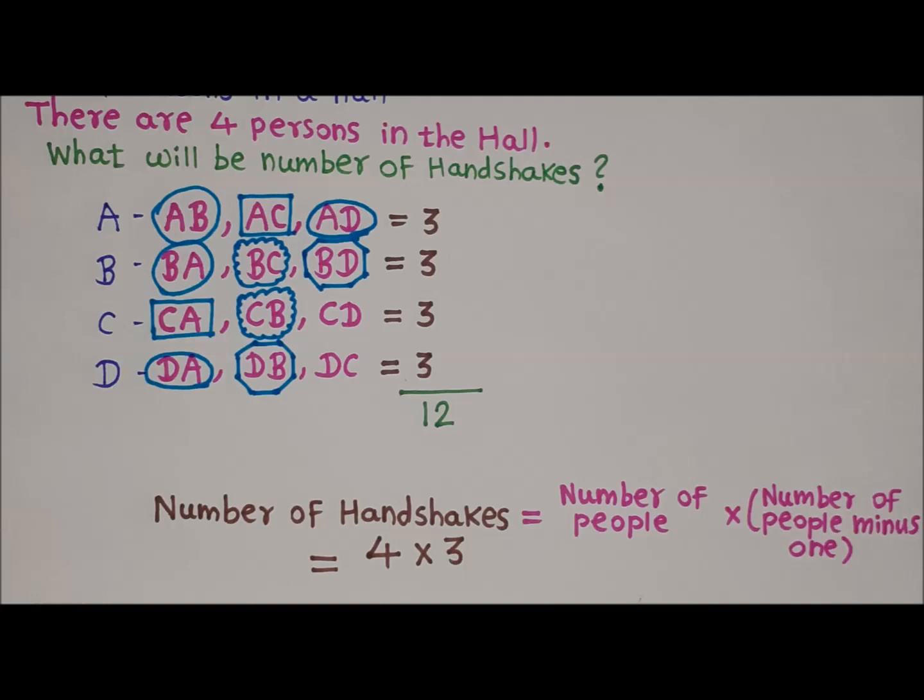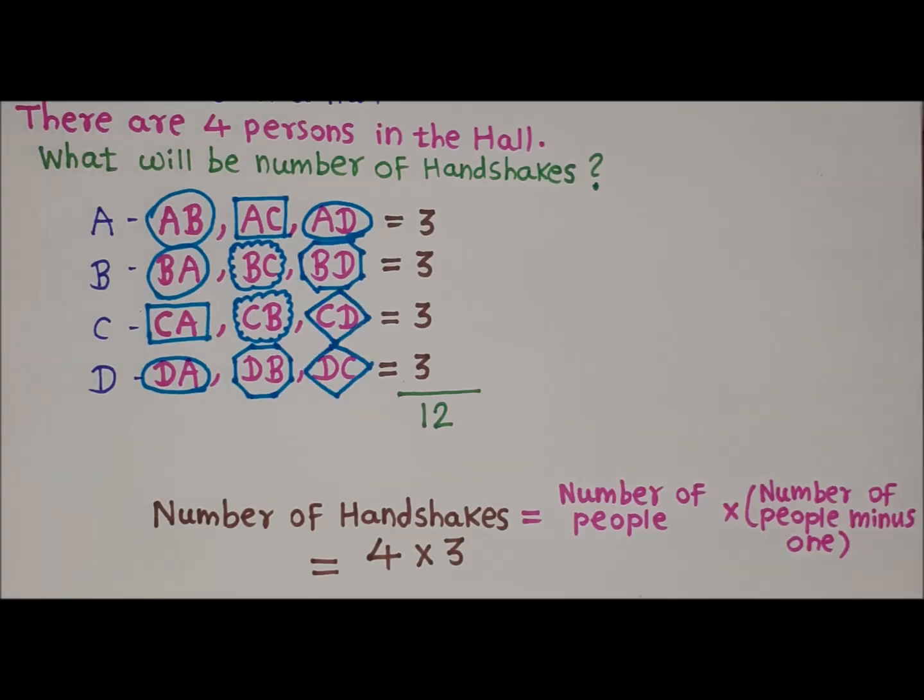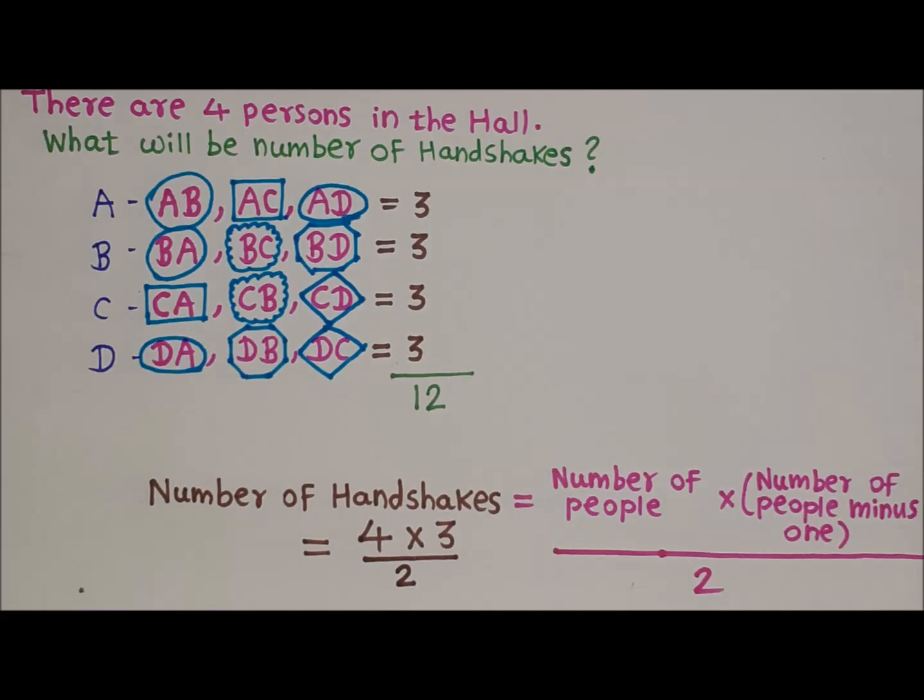Similarly, handshake between C and D, that is CD and DC, should be counted as just one handshake instead of two. Means, in our counting of number of handshakes, every handshake is repeated. Therefore, to get actual number of handshakes, we should divide the relation by 2. Therefore, number of handshakes will be equal to 4 into 3 divided by 2, or number of people into number of people minus 1 divided by 2.